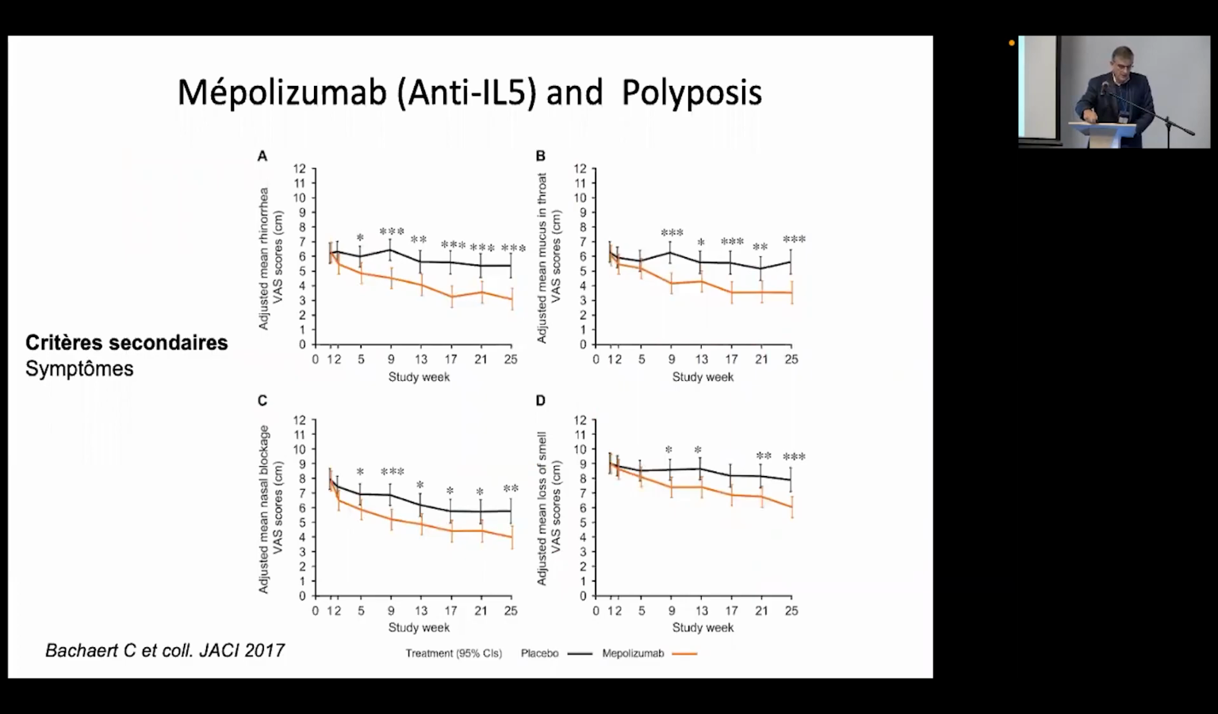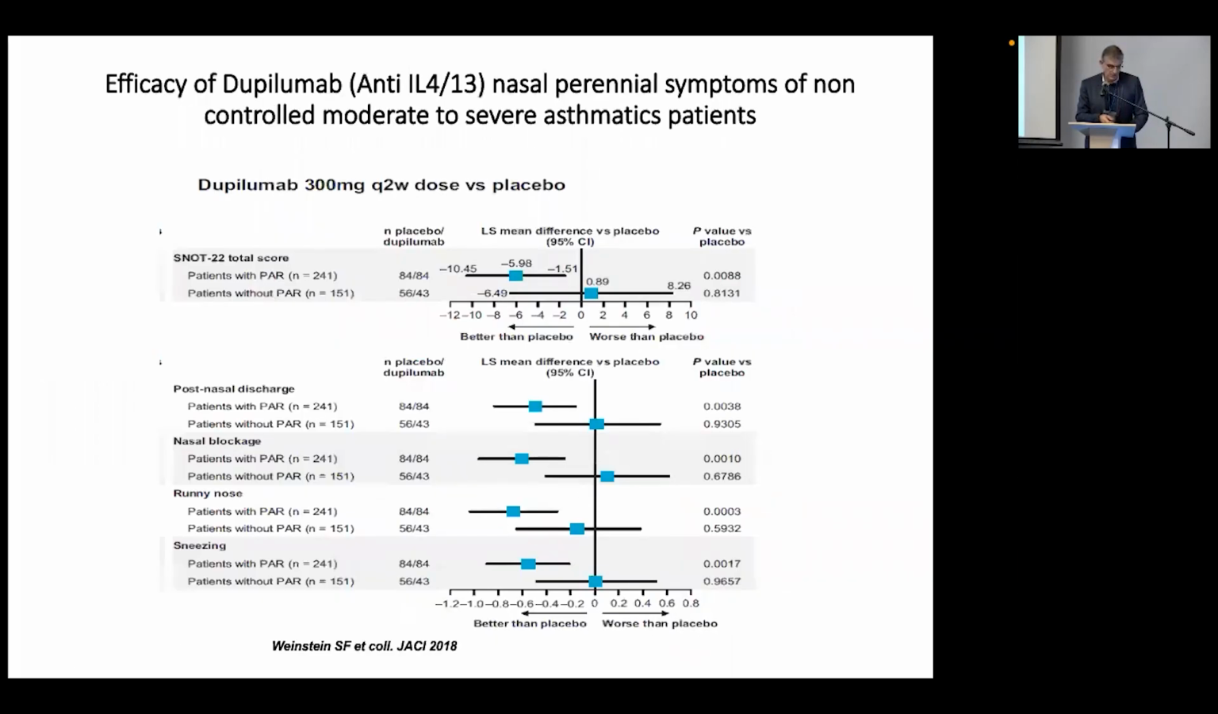And for the secondary criteria, also you have for the rhinorrhea a significant improvement, for the mucus in the throat, and the nasal blockage, and also in the smell. I think it's very important in a study, because you have a global score, but if each part of the global score is also significant, it's a good indication about efficacy of the treatment.